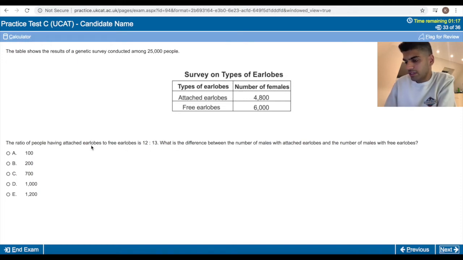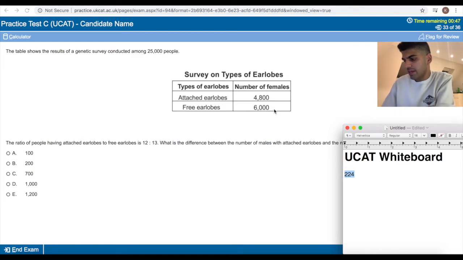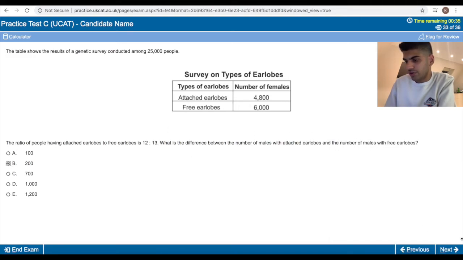The ratio of people having attached to free earlobes is 12 to 13. What's the difference between the number of males with attached earlobes? Okay, so this is just females they're showing us here. So the ratio is 12 to 13 in real life. So there's 25,000 people, so 12,000 must have attached. So that must mean the remaining of males have attached. So 7,200 have attached. And 13,000 have unattached, so 7,000 males have unattached. So the difference is 200 only.